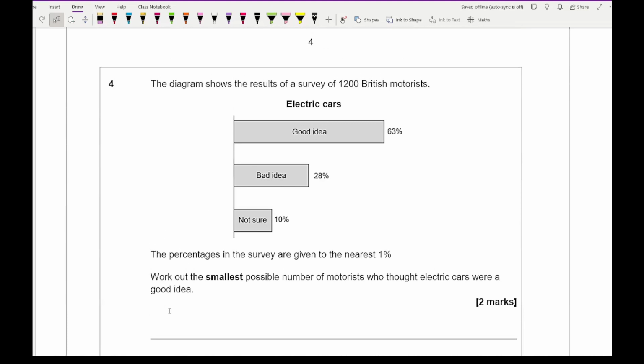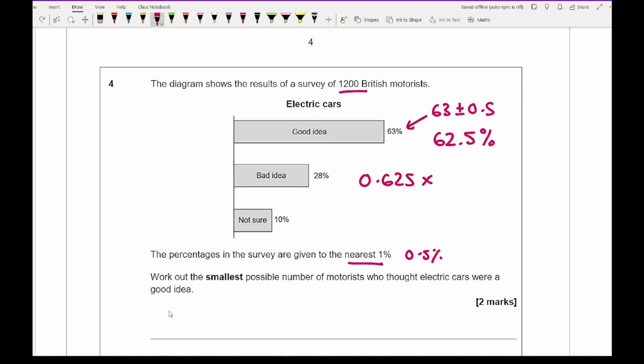Then moving on to question 4, it says the diagram shows the results of a survey of 1,200 British motorists. The percentages in the survey are given to the nearest 1%. Work out the smallest possible number of motorists who thought electric cars were a good idea. So if I divide 1% by 2, I get 0.5%. So then to work out the upper and lower bound, it's going to be 63 plus or minus 0.5. Now the lower bound is going to be 62.5%. So then to work out the smallest possible number, it's going to be 0.625 multiplied by 1,200, and that gives me an answer of 750.